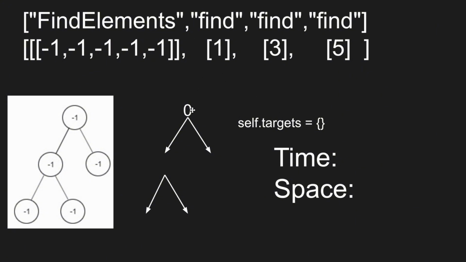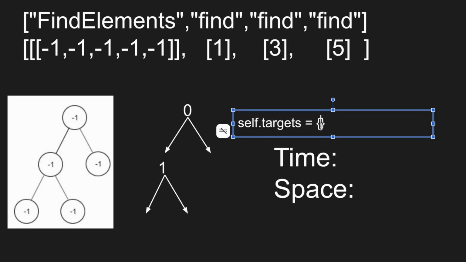First at the root, we set the value to 0. Now we search towards the left. 2 times 0 plus 1 is 1, so we add 1 to the set. Now we come down to the left again. 2 times 1 is 2, plus 1 is 3, and we add 3 to the set.